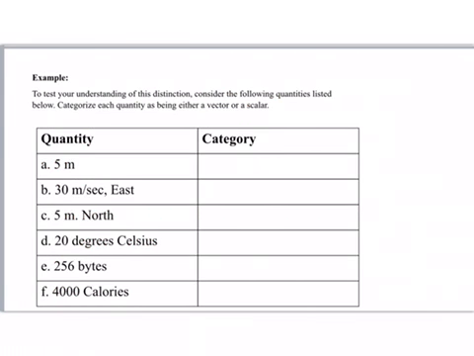In the example, to test your understanding of this distinction between scalar and vector quantities, let's consider the following quantities listed below. We are going to categorize each quantity as being either a vector or a scalar quantity. 5 meters, you see that there is no direction, so it is a scalar quantity. 30 meters per second in the east direction, this talks about the velocity, which is a vector quantity.